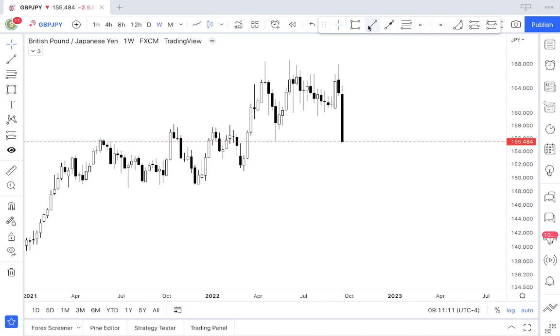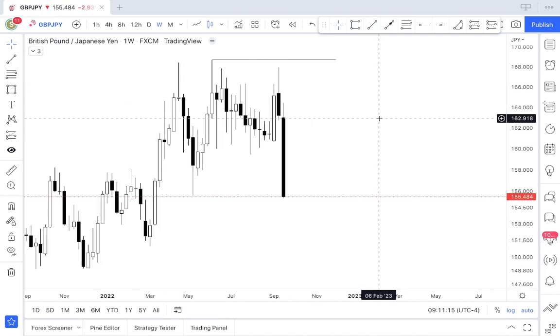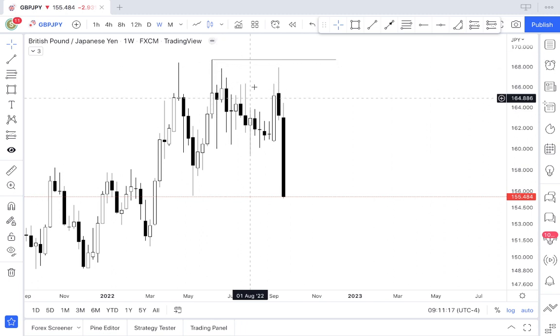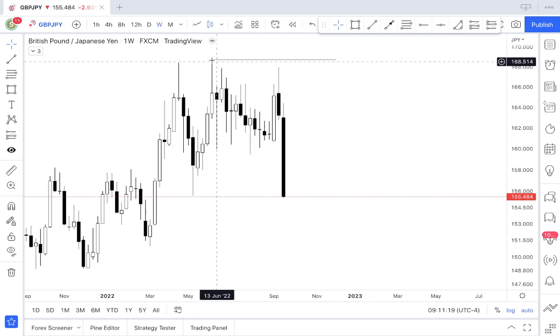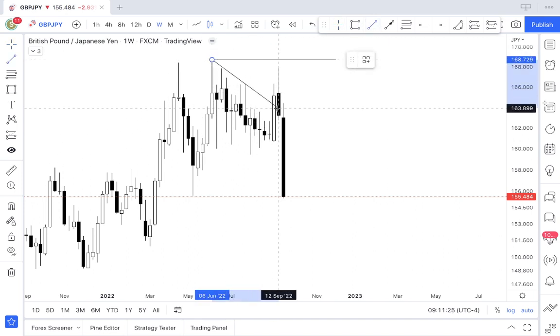Initially, what I wanted to see on GJ is I wanted to see us take out this high, right? I wanted this high to go. That's why I was bullish to take out this high at first. And then, of course, you have this whole trend line thing here that I wanted to see us take out.